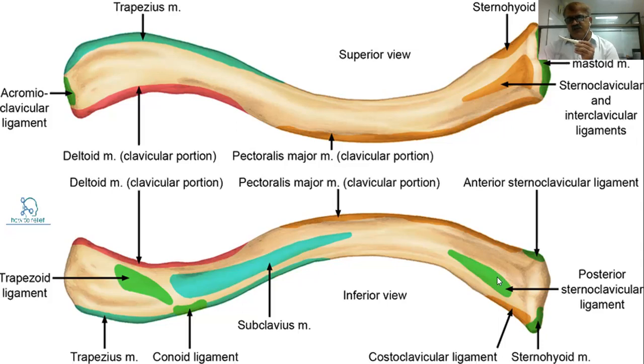We also have the attachment of the posterior sternoclavicular ligament. You can see here, and we have the anterior sternoclavicular ligament, which is anterior, beside the attachment of the pectoralis major. You can see here.